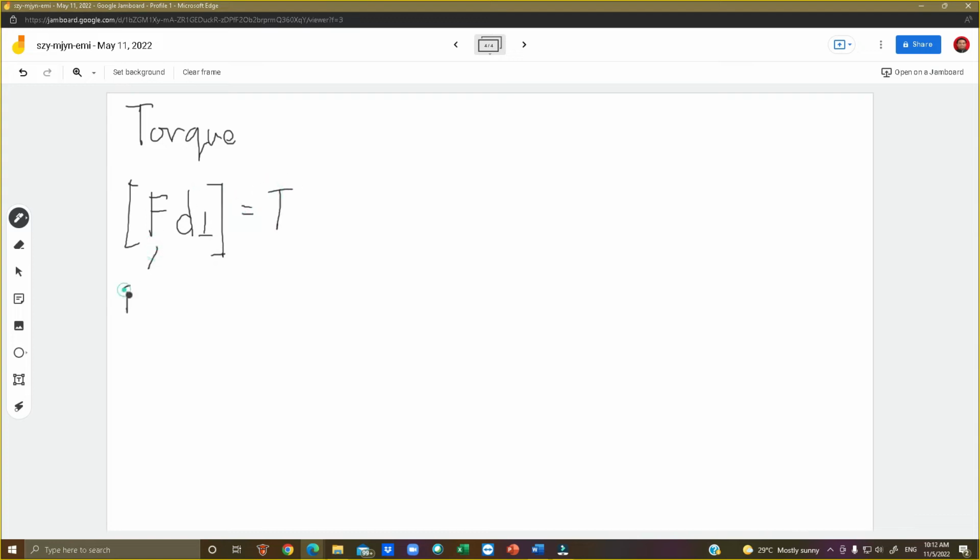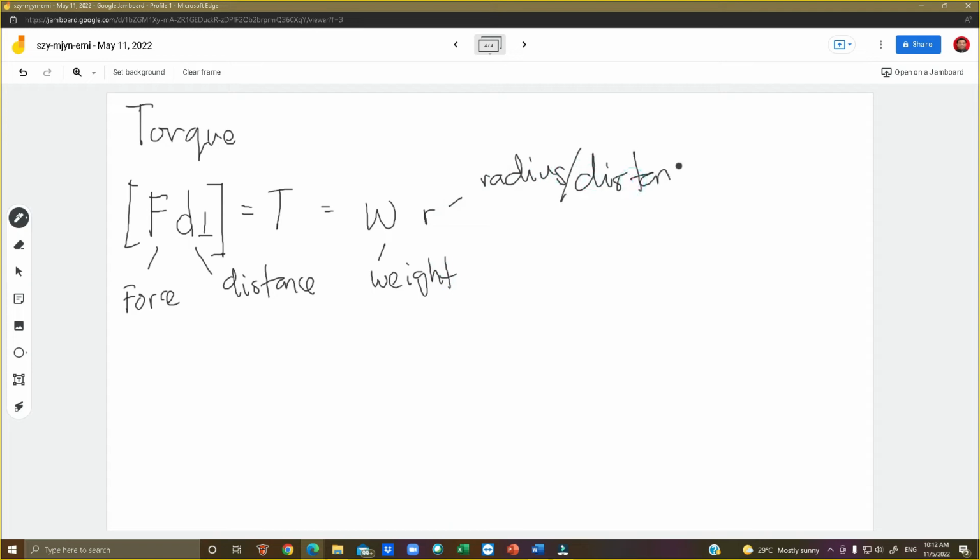Okay, you have force, you have distance. Sometimes you're going to see torque as this one. It will be weight and again radius or distance. These two things are equal. Sama je sebenarnya. Force is a force, push or pull action, and is defined in terms of Newton.